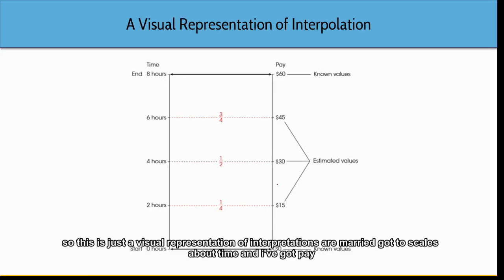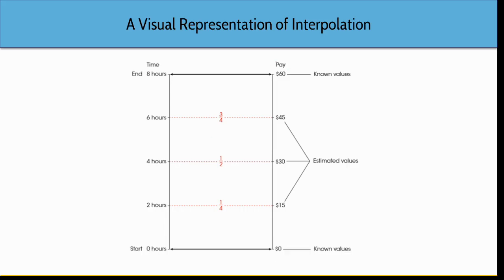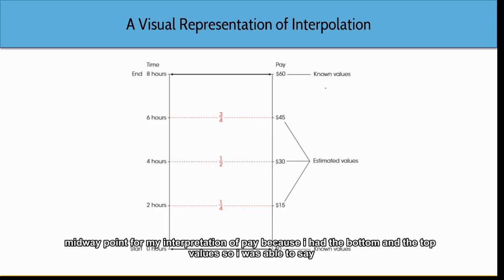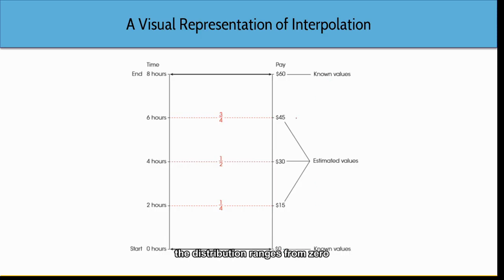So this is just a visual representation of interpolation. So remember, you've got two scales. I've got time and I've got pay. And I could come up with 1/2, the middle point of my time distribution, and that would be 4 hours. And then I could come over here and find the same midway point for my interpolation of pay because I had the bottom and the top values. So I was able to say the distribution ranges from $0 to $60. What is 1/2 of 60? That's going to be 30. Now I can correspond that to the 4 hours in my original time distribution.